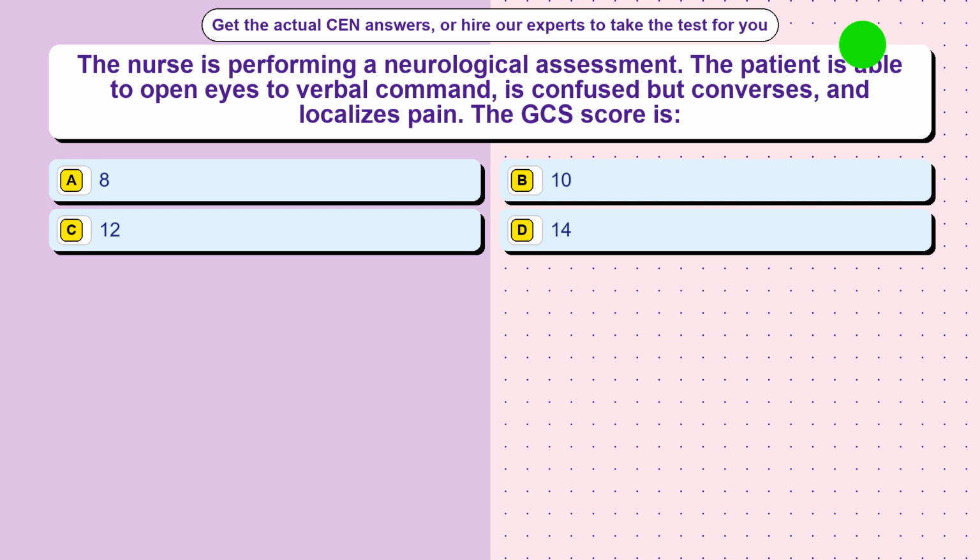Question 70. The nurse is performing a neurological assessment. The patient is able to open eyes to verbal command, is confused but converses, and localizes pain. The GCS score is: Option A, 8. Option B, 10. Option C, 12. Option D, 14.